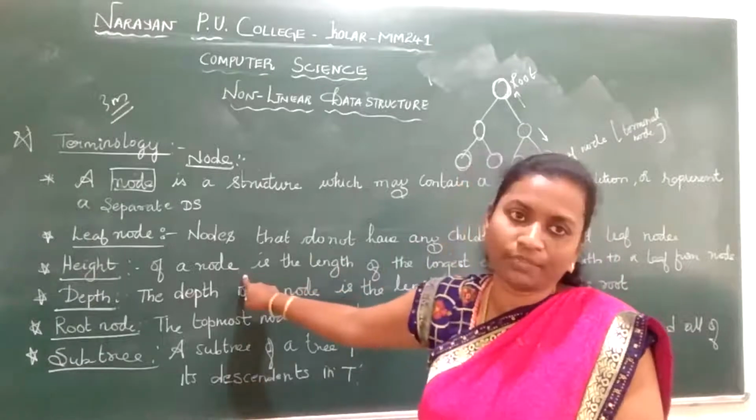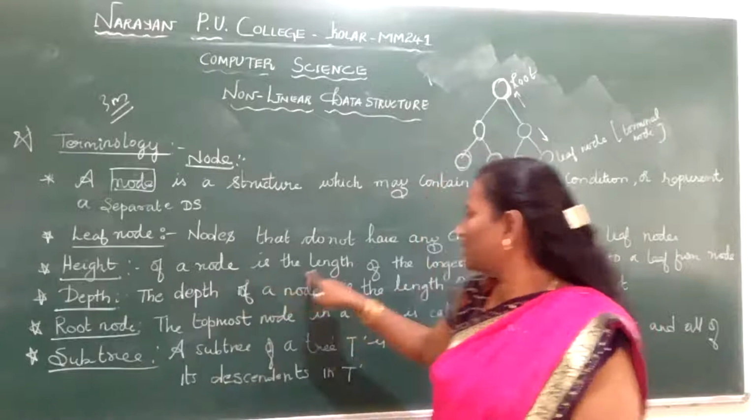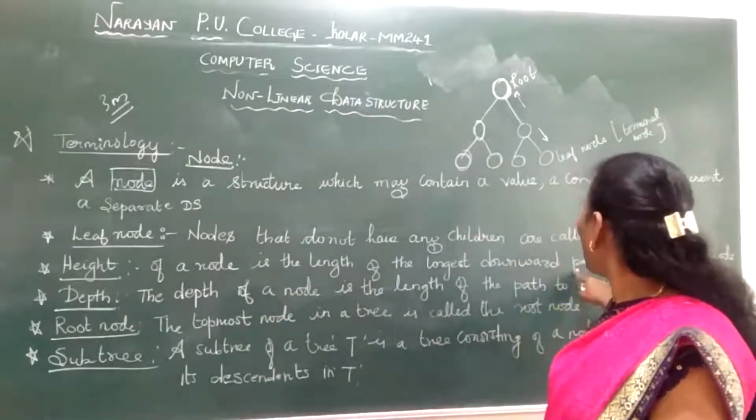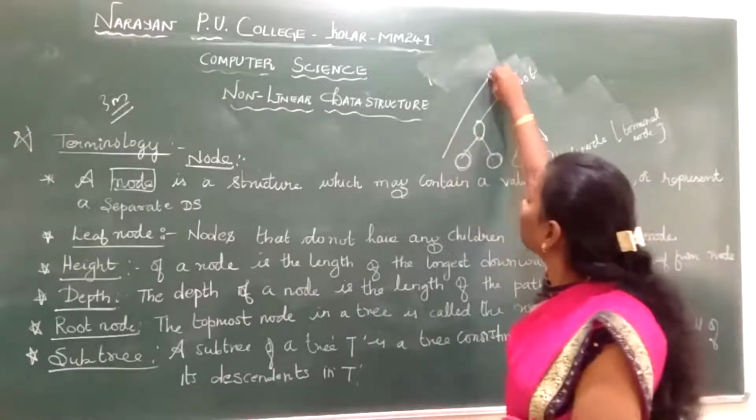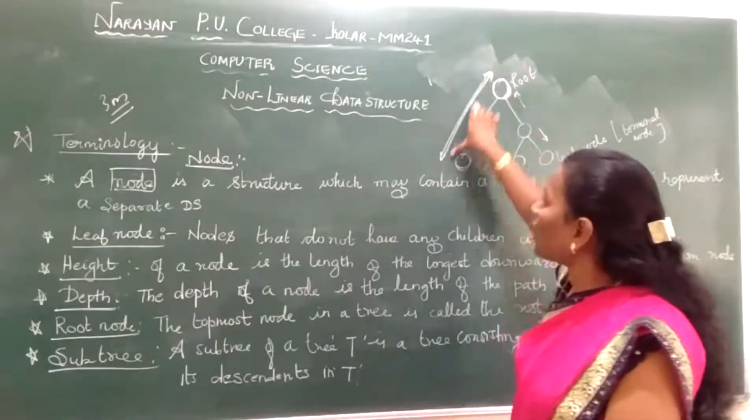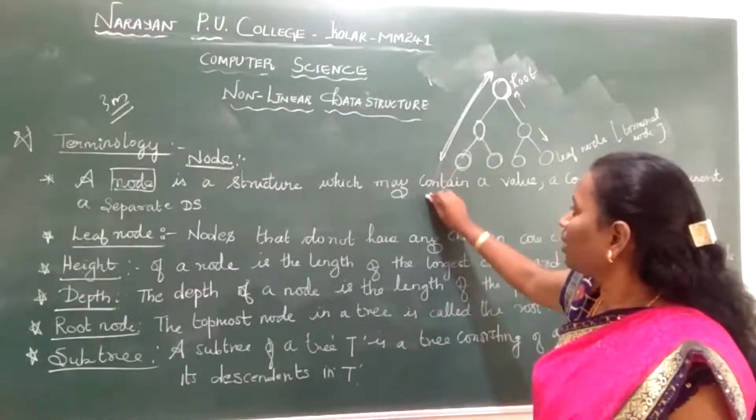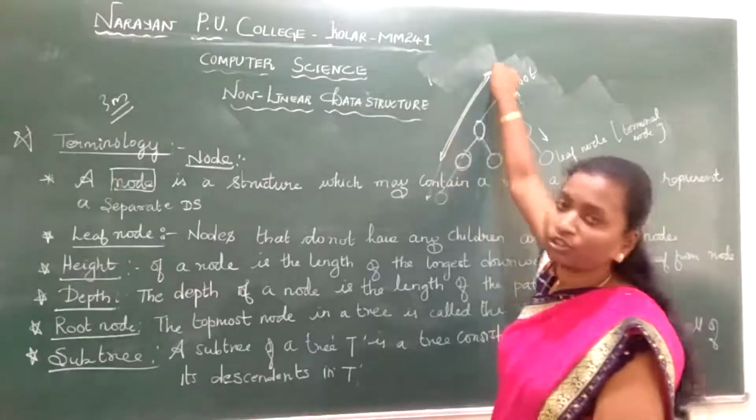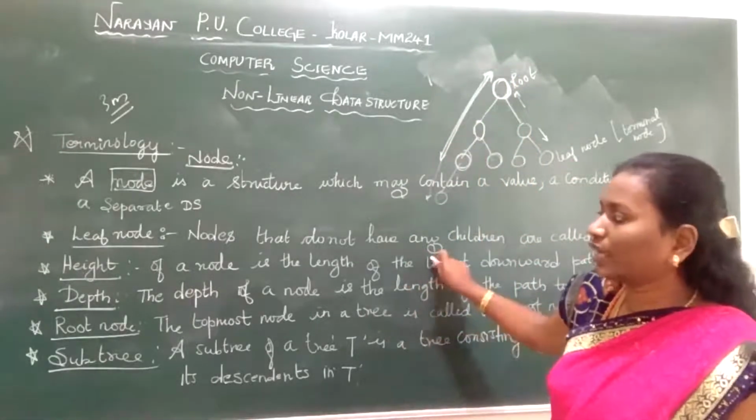Next, height. What is the height of a tree? The height of a node is the length of the longest downward path to a leaf node. For example, if I take it from the leaf node to the root node, this is the length of the longest path. Imagine I have one more leaf node here. The longest path from the leaf node to the root node, I call the height of a node.